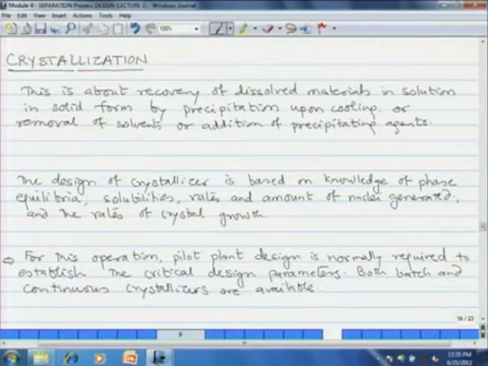Although impure solids dissolve in the solvent, only the pure component precipitates out and all the impurities are retained in the solution. The design of the crystallizer is based on the knowledge of phase equilibria, solubility, rates and amount of nuclei that are generated, and the rate of crystal growth. You have already learnt the MSMPR model, the mixed suspension, mixed product removal model, in the topic of crystallization, which is covered in the mass transfer course.